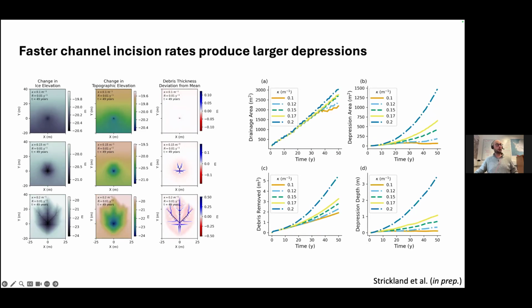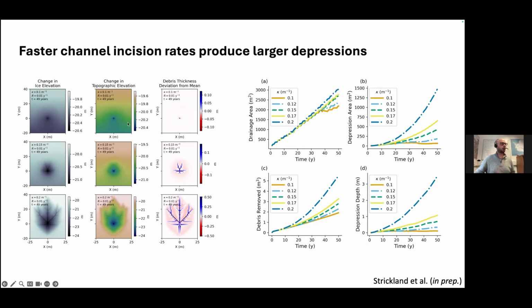I also examine how the incision rate influences depression growth. And so the incision rate, this constant K, it essentially controls the strength of incision for a given amount of drainage area and surface slope. So the bigger the value of K, the more deeply incised your channels will grow. And as you might expect, if we increase this channel incision rate constant, we do get bigger depressions. And if we turn it way down, we hardly get a depression to form at all.